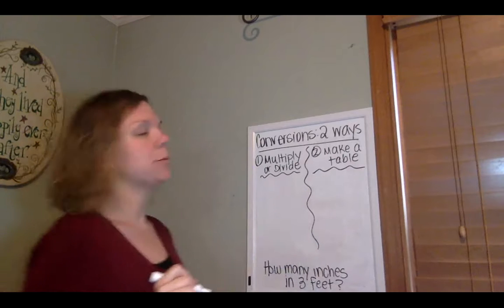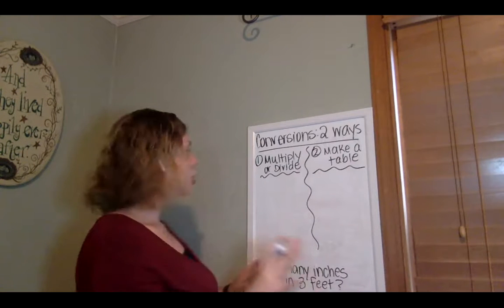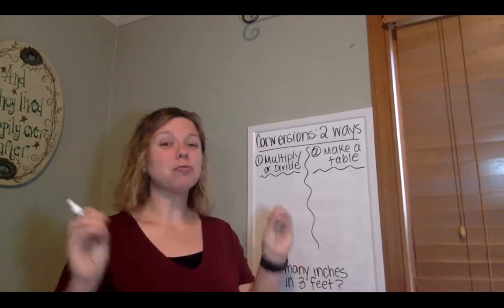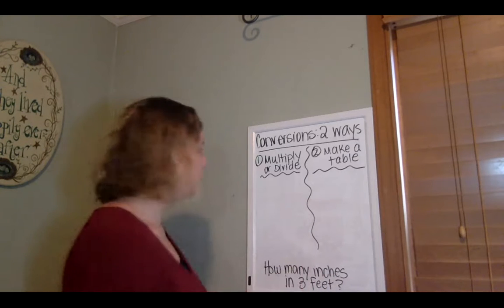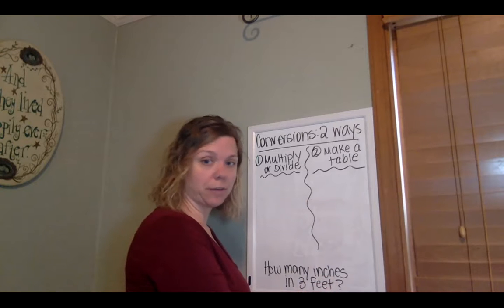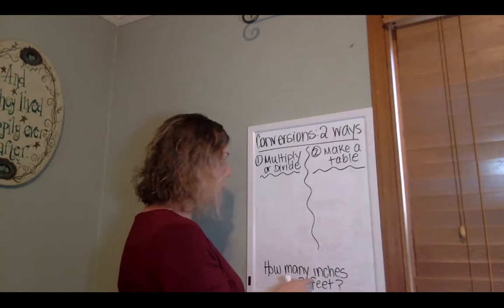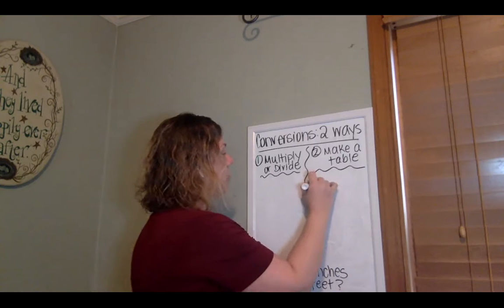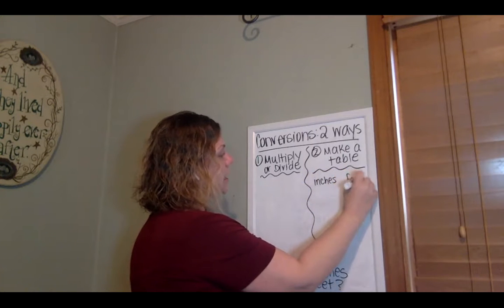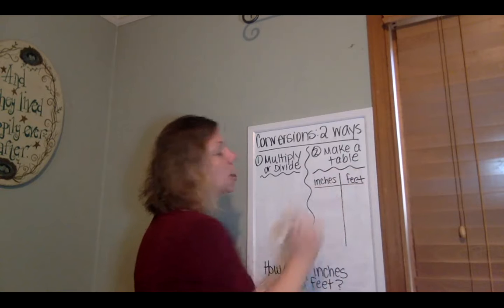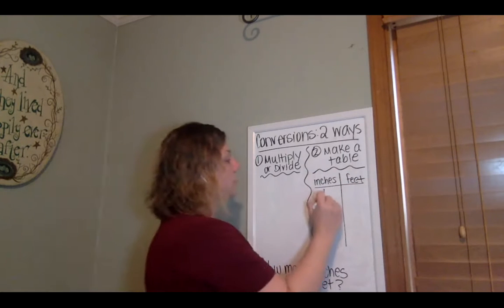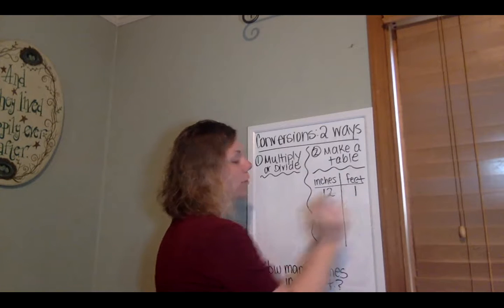Let's focus on make a table first. That way, if you're not sure exactly which way you're going, am I multiplying, am I dividing, a table is a really safe way to go. With a table, you're going to label both of your measurement forms at the top of the table. So we have inches and we have feet. So I can write inches and I can write feet. And we're just going to say, well, how many inches are in 1 foot? So I have 12 inches in 1 foot.